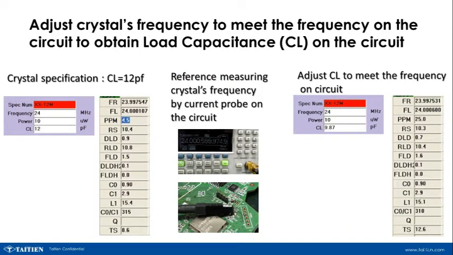Then, we use the network analyzer to obtain the load capacitance and perform a crystal frequency test. Adjust the crystal frequency to be the same as the frequency originally measured on the oscillation circuit. You will get the value of the load capacitance on the oscillation circuit.